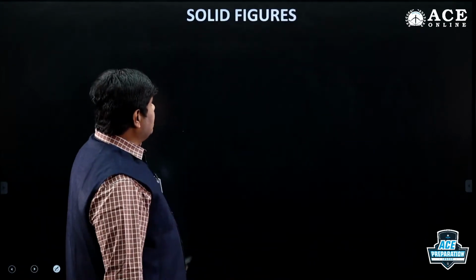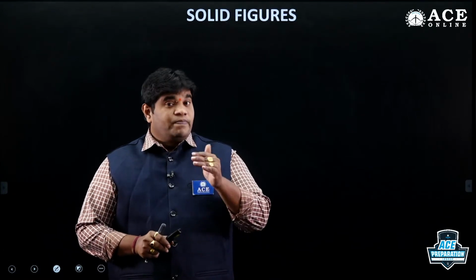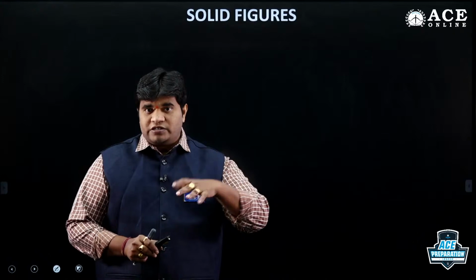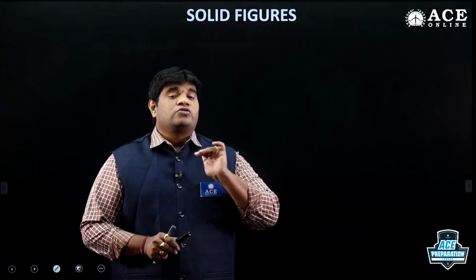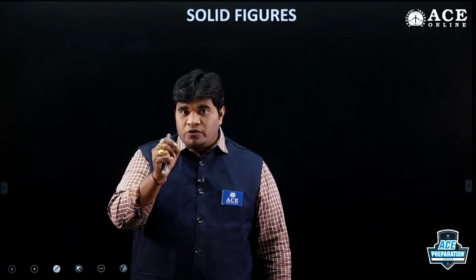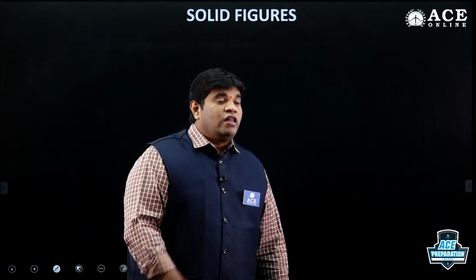Okay, friends. Next, solid figures. Plane figures, yesterday in plane geometry, we discussed each and every point also. That's a little bit speed. So solid figure means 3-dimensional figure, like a cube, cuboid, cylinder, cone. These are solid figures. So for solid figures, observe.